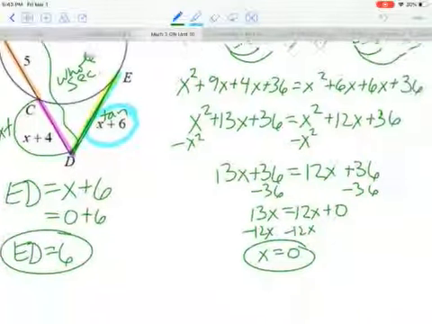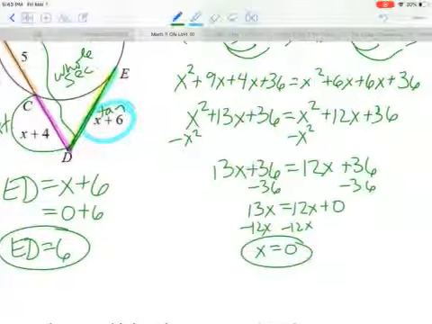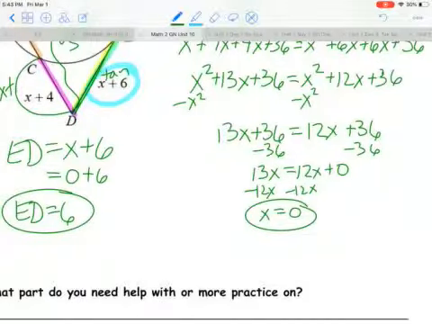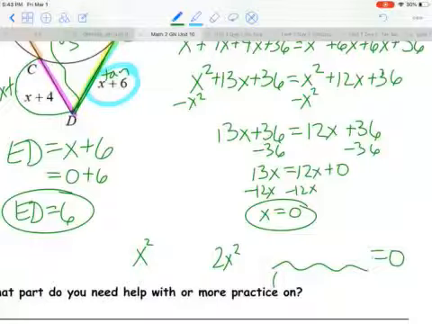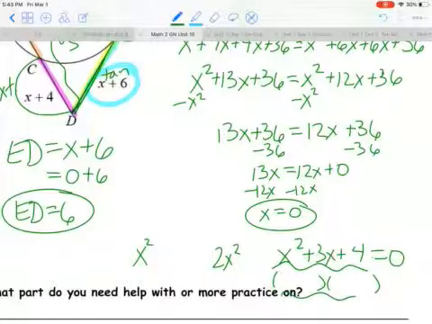And then just a note on this section, sometimes you're going to have x squareds that don't cancel out. So remember, if you have x squared over here and 2x squared over here, you want everything on one side equaling 0 before you can factor. So like x squared plus 3x plus 4. I don't even know if that works, but just know everything has to be on one side before you can factor. And if you need help with the factoring, just let me know and I'll help you with that.